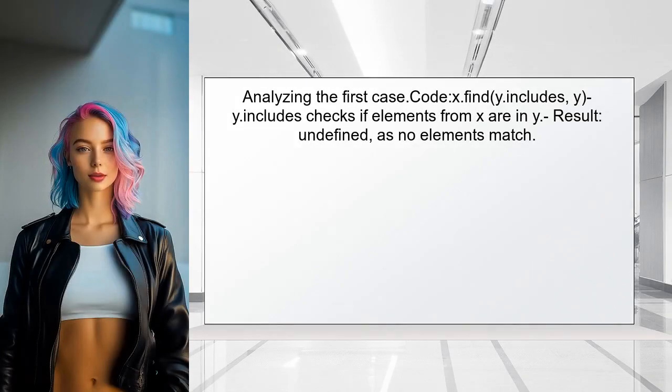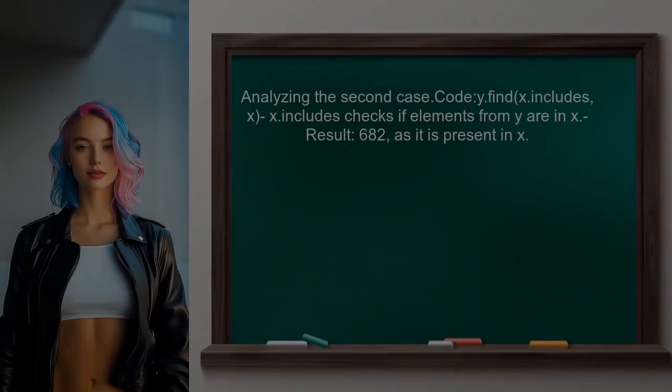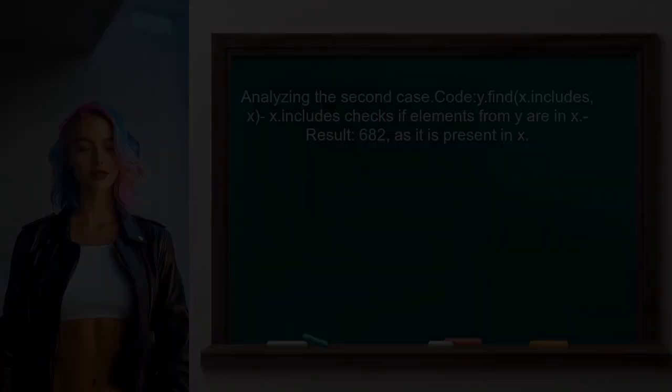In the first case, when the user calls x.find(y.includes), y.includes is being called with y as its context. This means that includes is checking if elements from x exist in the array y, but since y does not contain any elements from x, it returns undefined. In contrast, when the user calls y.find(x.includes), the includes method is checking if elements from y exist in the array x. Since 682 is present in x, it returns 682 as the first matching element.